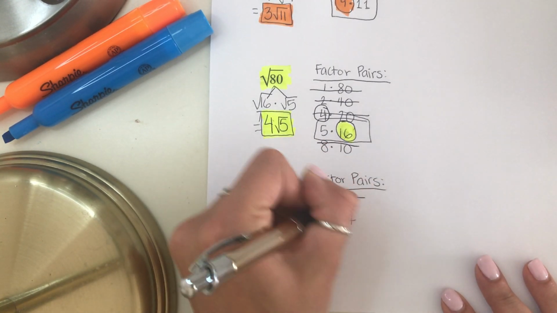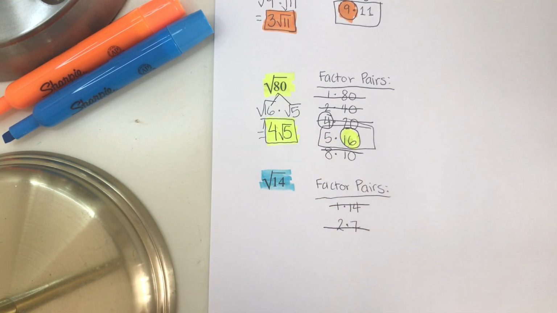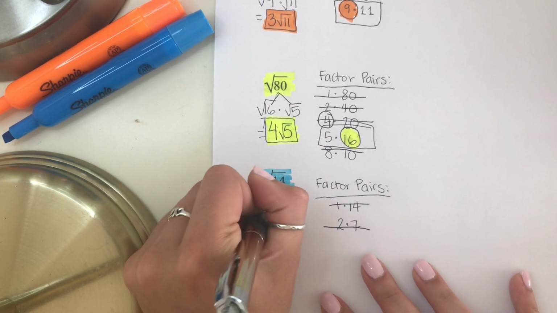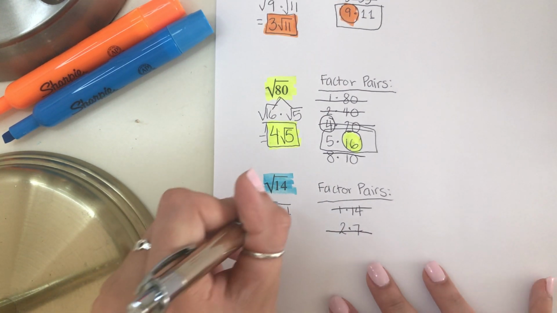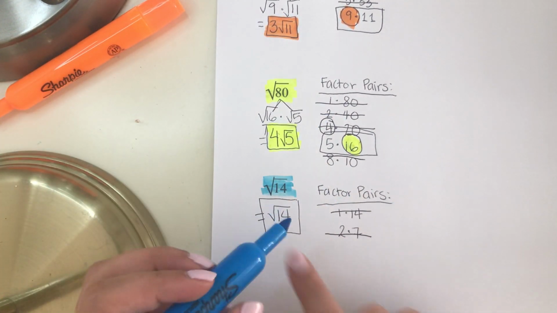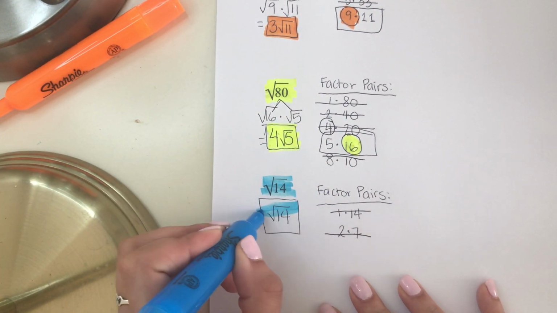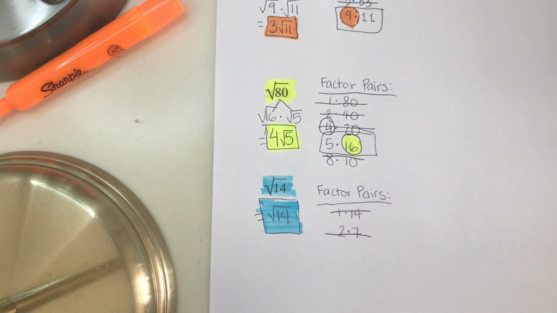So both of these pairs don't work, which means that the root of 14 is already in its simplest form. So you would just write the root of 14. And that would be your answer. On your homework, there won't be any like this, but in the future, I just want you to see that if none of your factors work, that means that the problem is already in its simplest form.